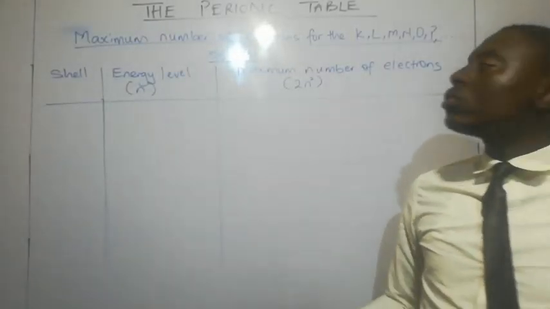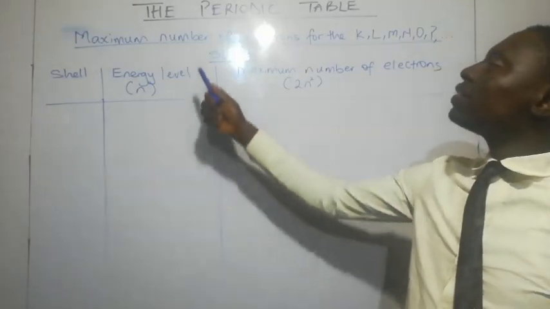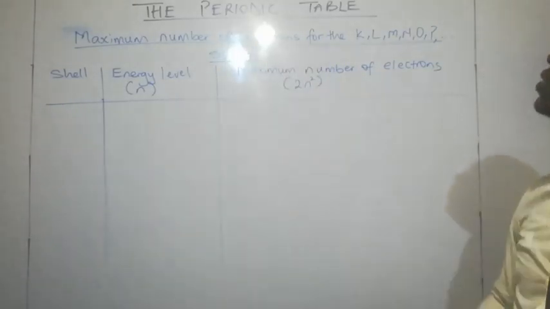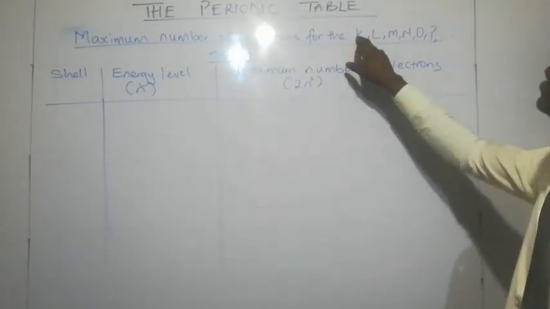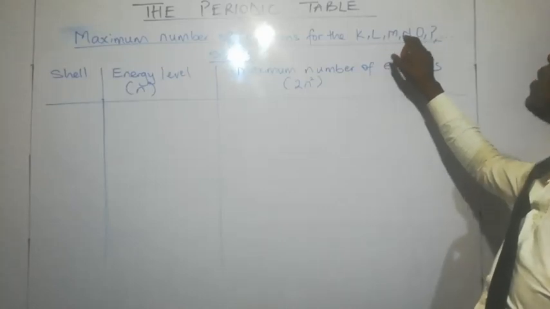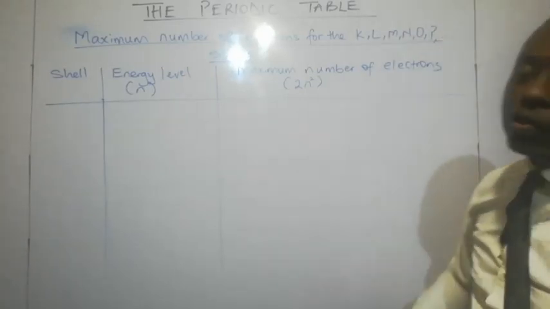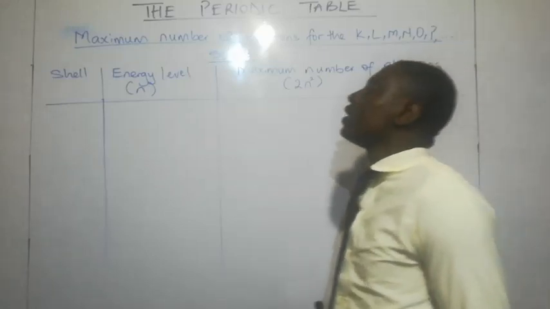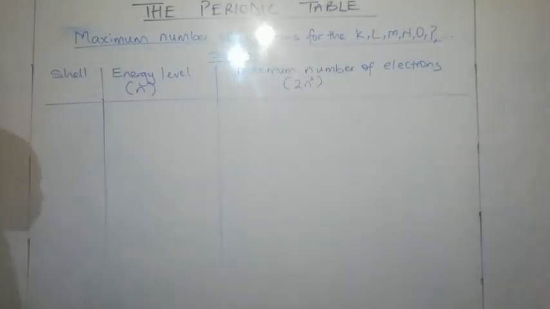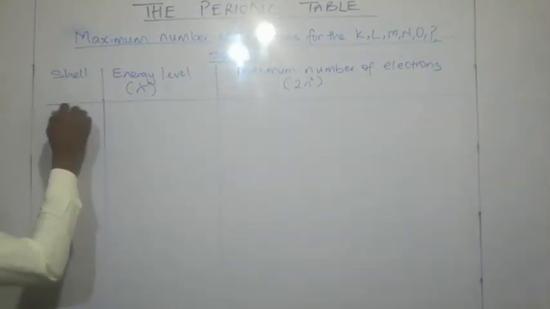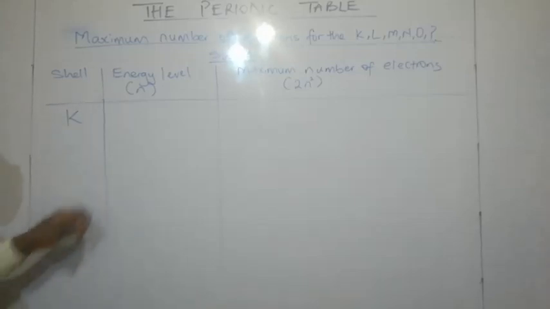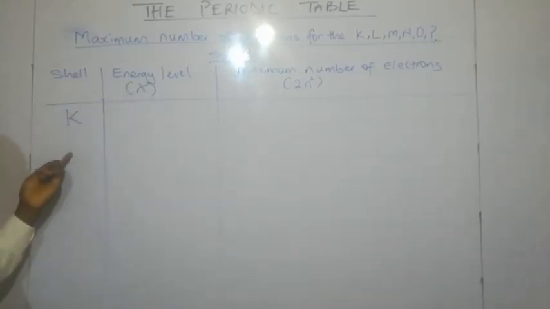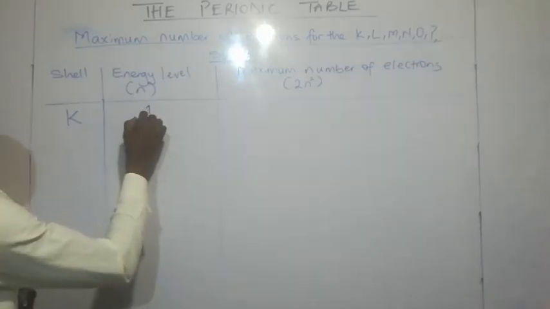Now, let us look at the maximum number of electrons that can stay on the K, L, M, N, O, P, Q, and so on and so forth shells. We want to calculate it together. So let's start with the very first shell. The very first shell is the K shell. And the K shell, because it's the first one, the energy level is number 1.